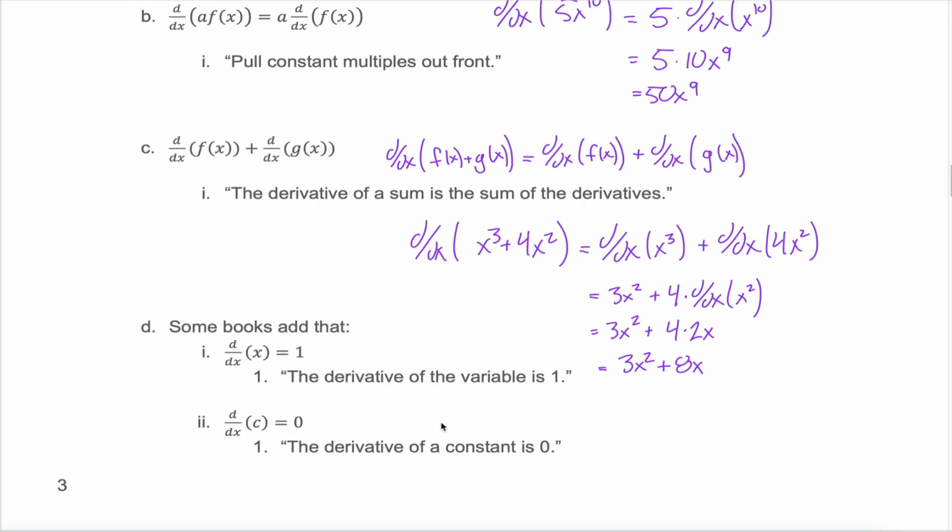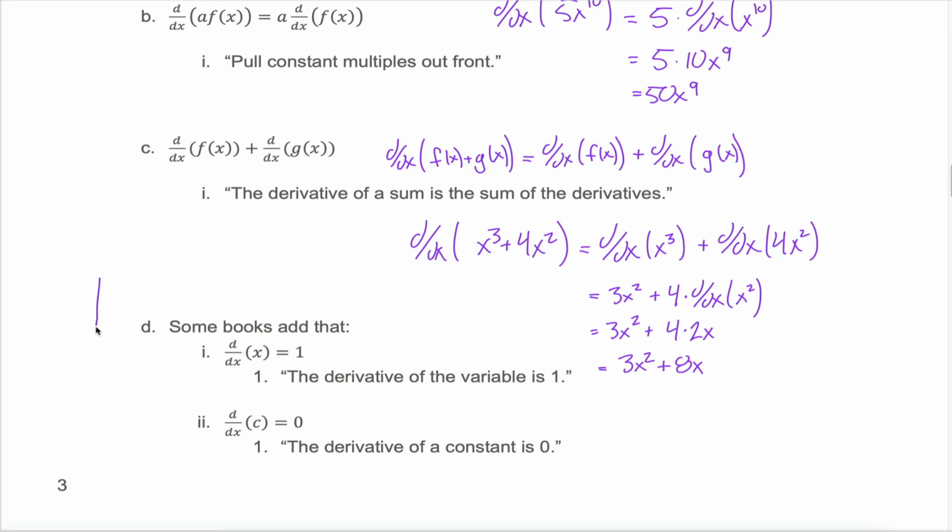A couple more things to fill in that don't technically fit any of our rules. The first one is that if you just have x, in other words, x to the first power, its derivative is just the number 1. The derivative of your variable is just 1. This makes sense for all sorts of reasons.